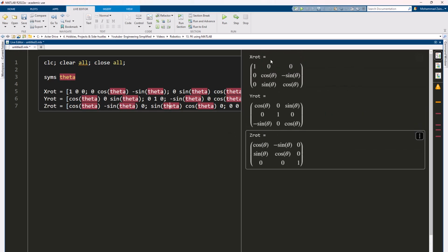Yep. So on the right, I can see that this is X rotation, Y rotation, Z rotation. Let me just quickly confirm that I have not made a typo. So this looks to be correct. Yep, it looks to be correct.